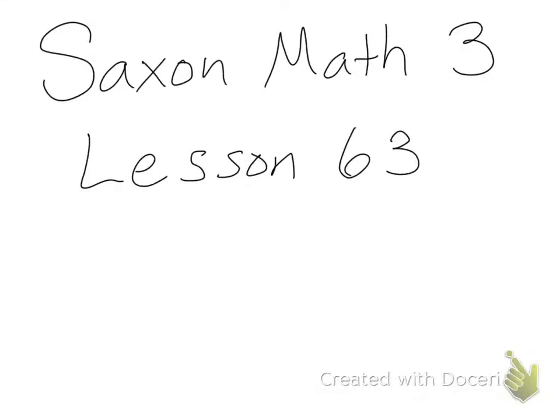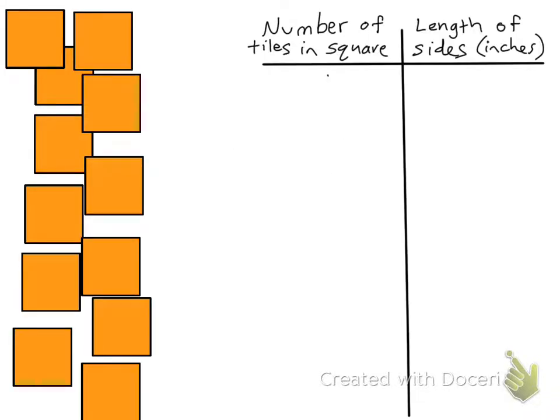Today's lesson is lesson 63: how to square numbers and identify perfect squares, how to find the area of a square, and how to simplify expressions with exponents of 2. So first of all, what's a square? Well, a square is a shape that has 4 right angles and 4 equal sides.